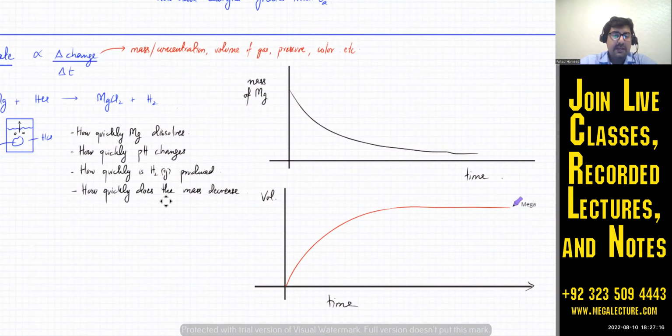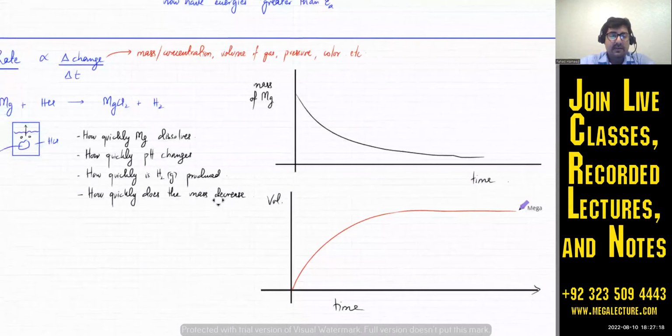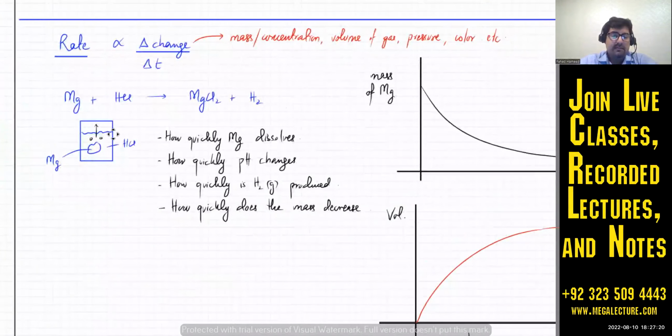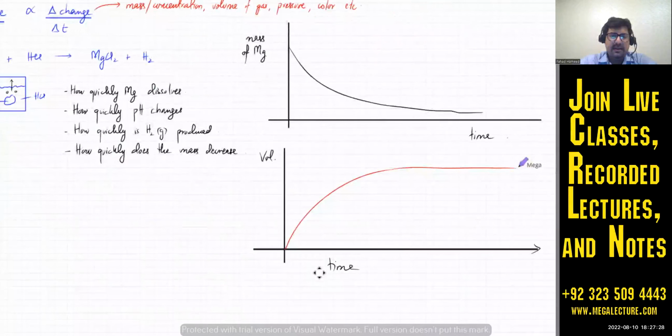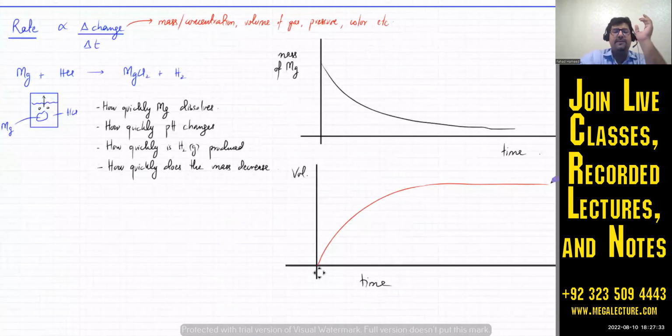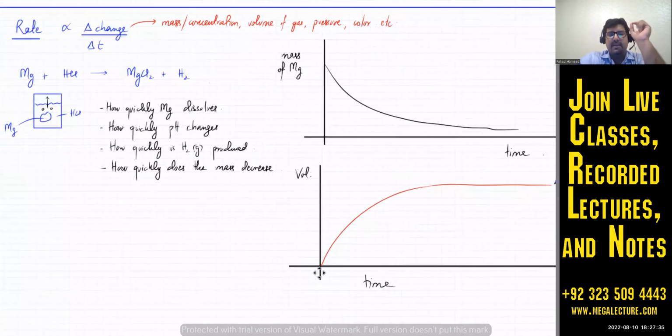How quickly does the mass overall decrease? That's something that we wrote over here. Now, first thing about these graphs that you've made. Remember one thing: once you've determined how you're going to measure, and remember, there are several ways of measuring the speed of reaction, you're going to stick to it.